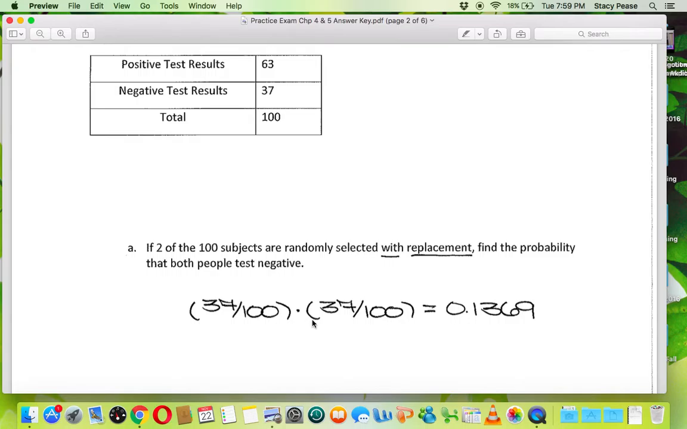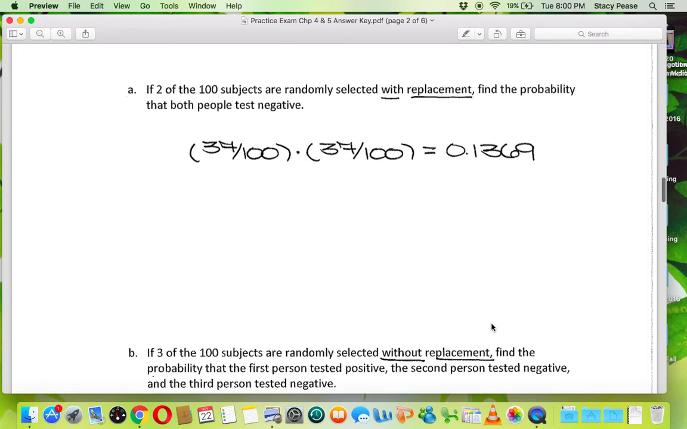And we're going to multiply that, because this is the multiplication rule here. We're going to multiply that by 37 divided by 100 for our second person. And the reason why is because with replacement means that we didn't actually use anybody from our negative test results group, because the one person we used here got put back into the pile. And it also means that our total number of people didn't change. So when you do 37 divided by 100 times 37 divided by 100, you get 0.1369, or a 13.69% chance of both people testing negative. Okay, moving on to the second question.